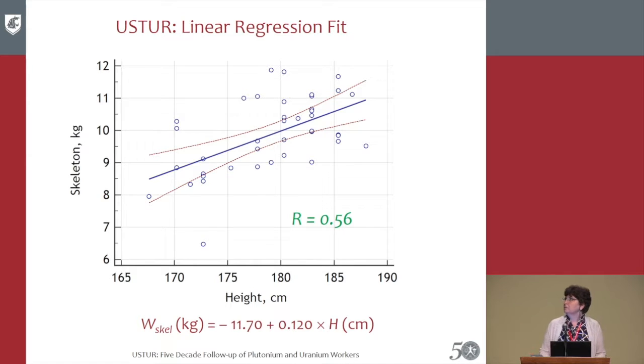So, to examine the correlation between the skeleton weights and the body heights, we used the simple linear regression fit. We used absolutely the same approach as ICRP adopted in Publication 70. As an initial step, we analyzed only USTUR whole body donor data. And here is the fit and the corresponding regression equation. The correlation coefficient came up slightly less than the coefficient R by ICRP, which was 0.6. Now it's 0.56.